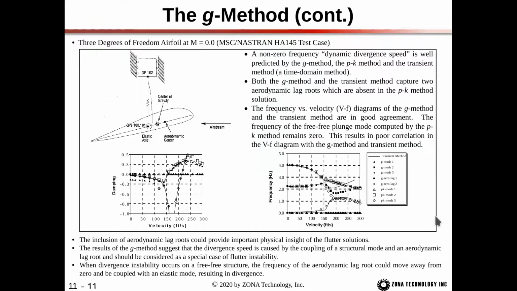So the inclusion of the aerodynamic lag roots could provide important physical insight of the flutter solutions. The results of the G method suggest that the divergence speed is caused by the coupling of a structural mode and an aerodynamic lag root and should be considered as a special case of flutter instability. And you can see this right away from the G method, whereas this is not apparent with the PK method results. And when divergence instability occurs on a free structure, the frequency of the aerodynamic lag root could move away from 0 and be coupled with an elastic mode, resulting in divergence, as we see here.